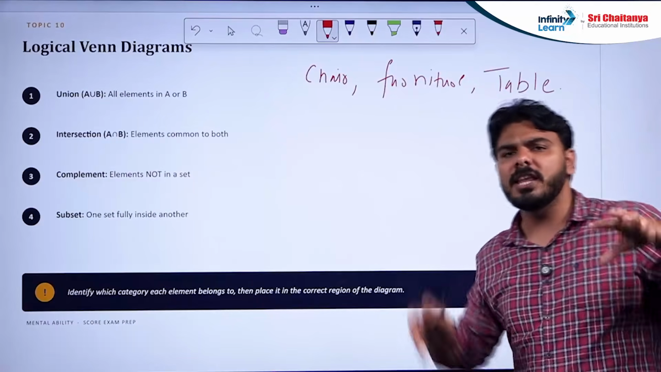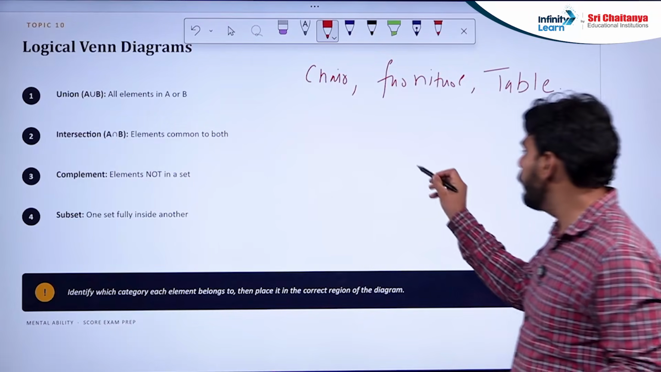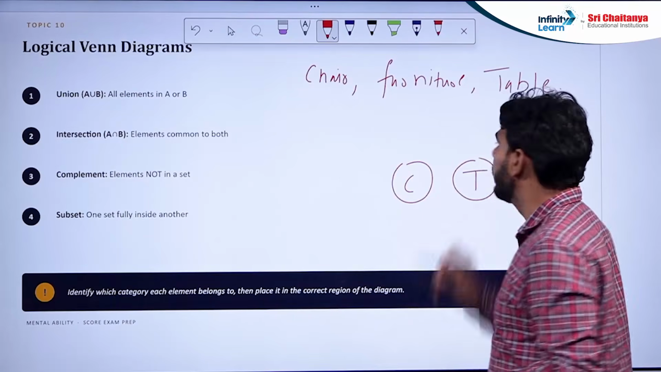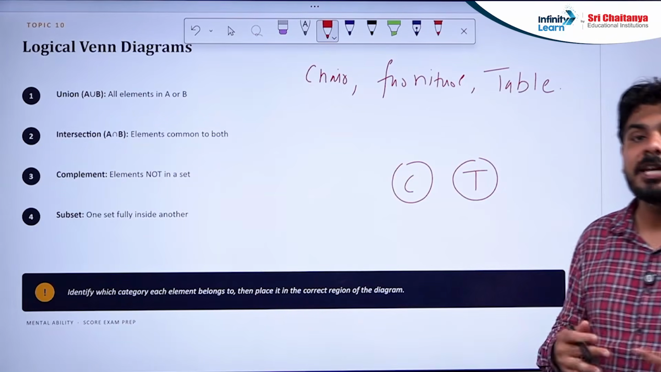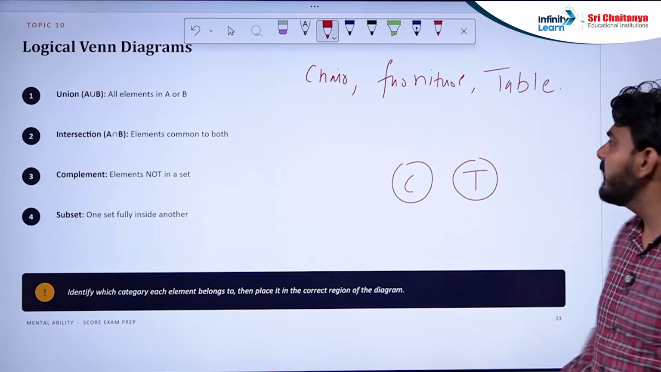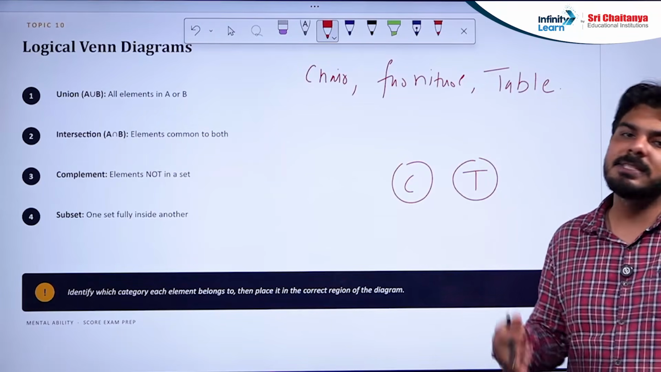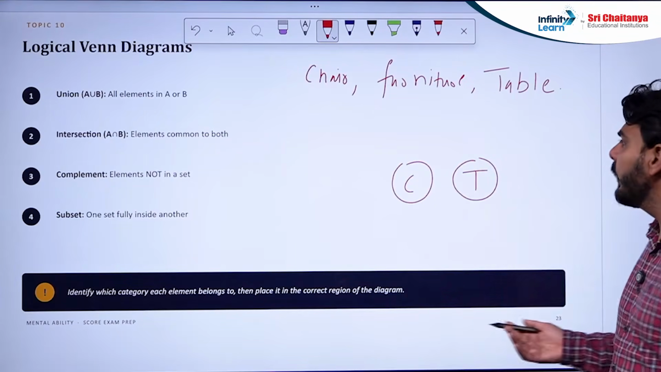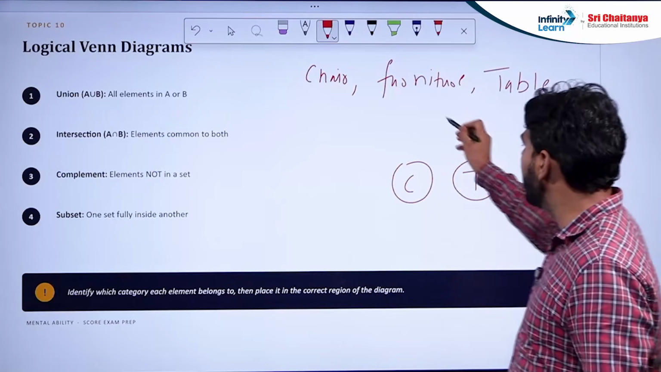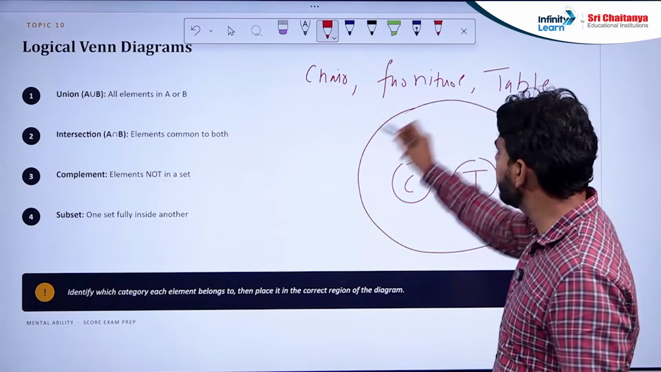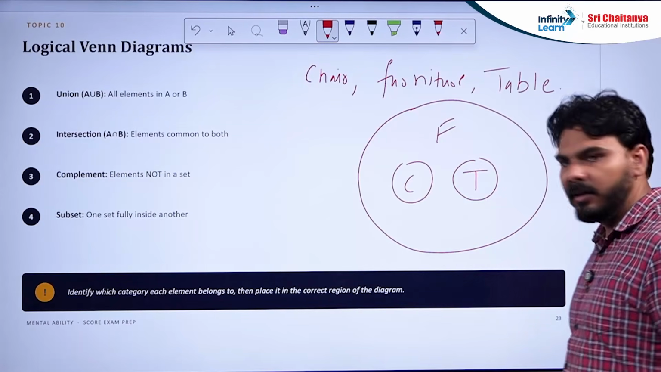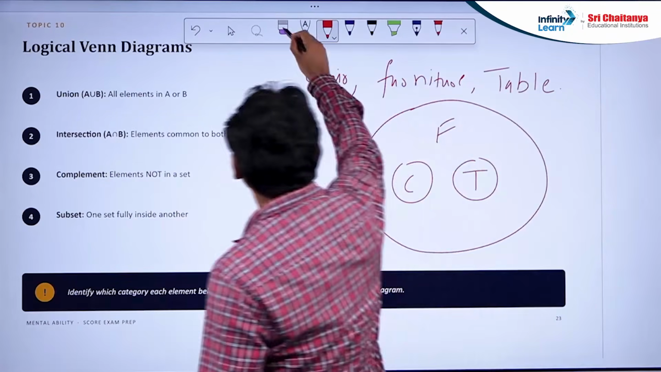You know that no chair is a table. So the circle of chair and the circle of table will be different. And what is the relationship between chair and furniture? Everyone knows that all chairs are furniture. And similarly, all of you know that all tables are furniture. So what we will be doing, we will just make the circles of chair and table inside the circle of furniture. We will do it like this.